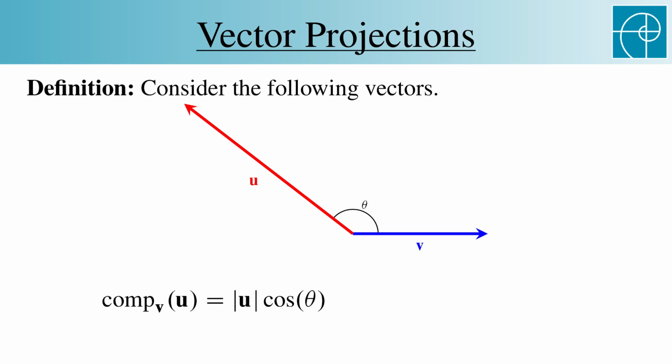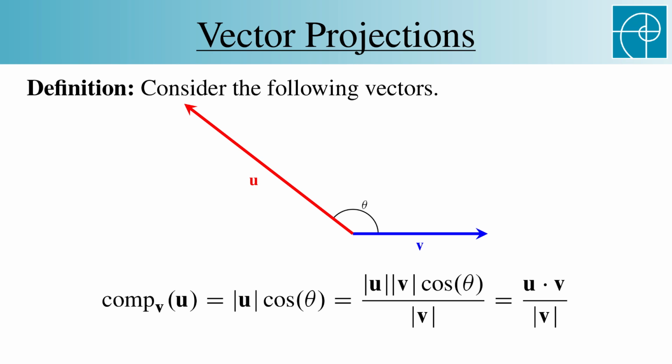We can rewrite this by multiplying it by the magnitude of v over itself, at which point we recognize the numerator as the scalar product. We can therefore write the component as the scalar product of u and v over the magnitude of v, which doesn't require that we know theta directly.